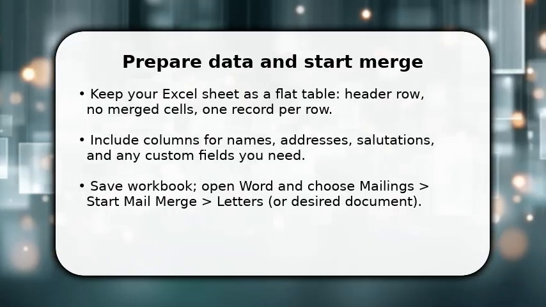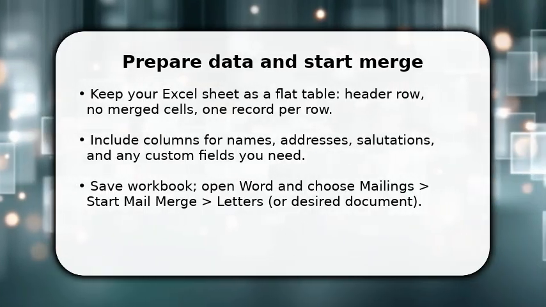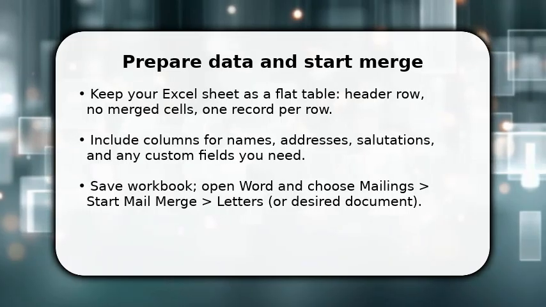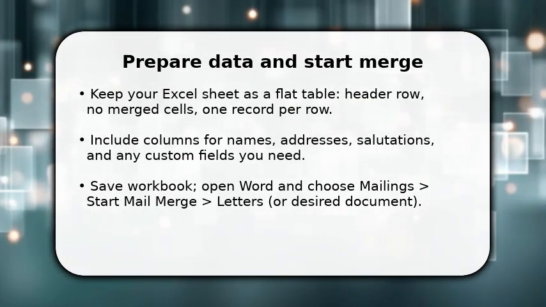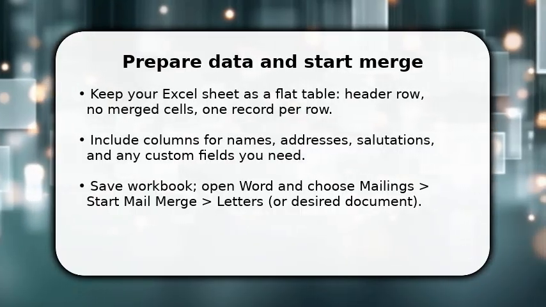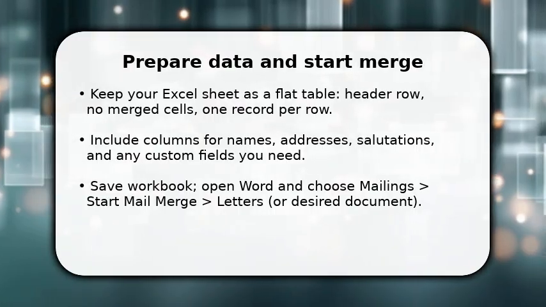You already have the table ready, so open Word and choose Mailings. Start Mail Merge, Letters to begin. Once done, click Select Recipients. Use an existing list and point to your Excel file. Make sure you select the correct sheet and check the header option. You're initiating the connection between Word and Excel, which lets you insert fields.